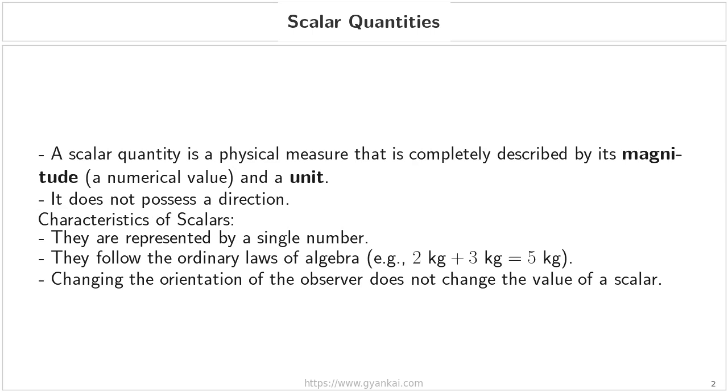First, they are represented by a single number. Second, they follow the ordinary laws of algebra that you are already used to. For example, if you take 2 kilograms and add 3 kilograms, you get 5 kilograms. It's straightforward addition. Finally, a key feature of scalars is that changing the orientation of the observer does not change the value. If you turn around, the mass of an object doesn't suddenly change direction or value.